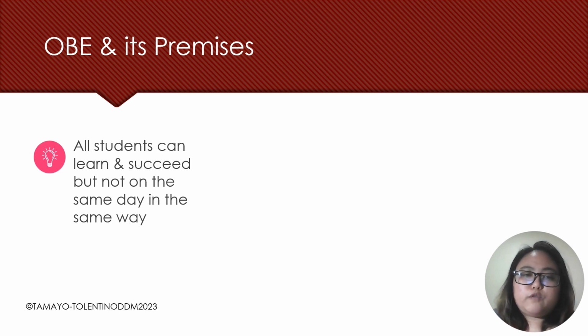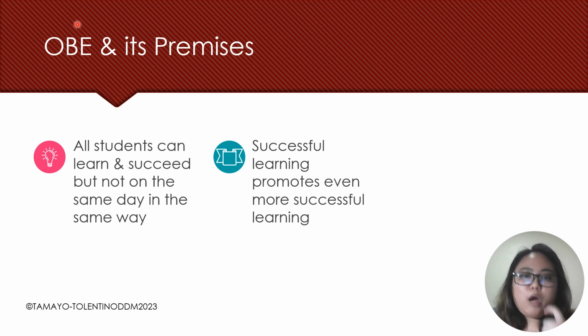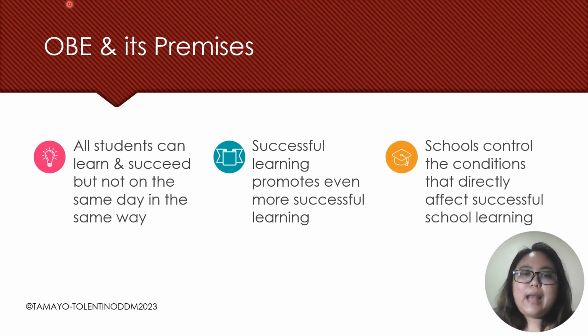The second premise of OBE is that successful learning promotes even more successful learning. OBE stresses that successful learning rests on the students having a strong cognitive and psychological foundation of their prior learning. And the third and last premise is that schools control the conditions that directly affect successful school learning. Schools who implement outcome-based education believe they are capable of changing how they operate to allow and encourage all students to be successful learners.